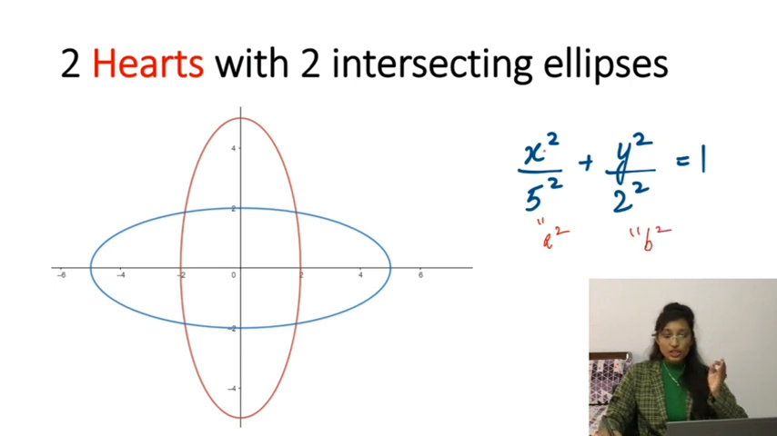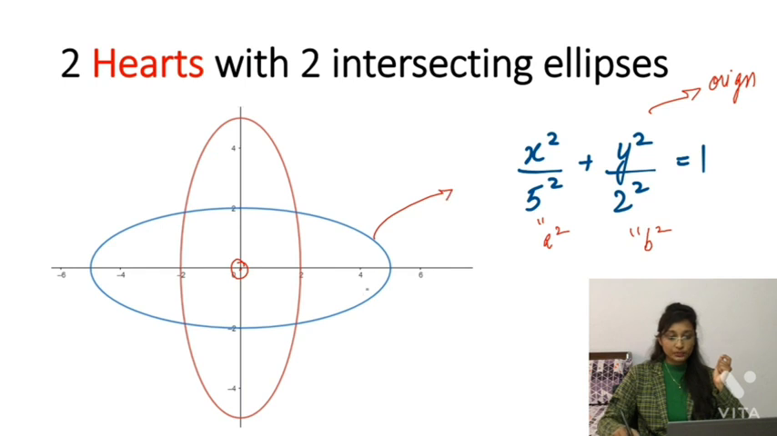I have taken the origin as the center of the ellipse, that is 0 comma 0. A is the major axis unit, that is 5 units. You can see the first ellipse in blue color, 5 units here, 2 units in the y direction, and the ellipse has been formed.